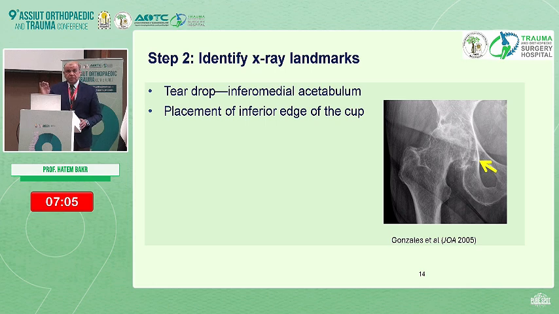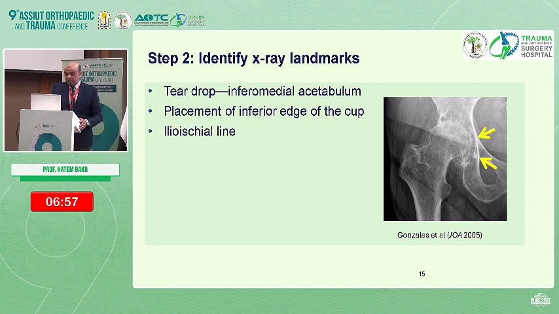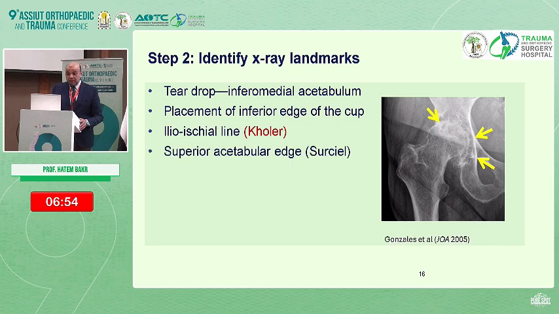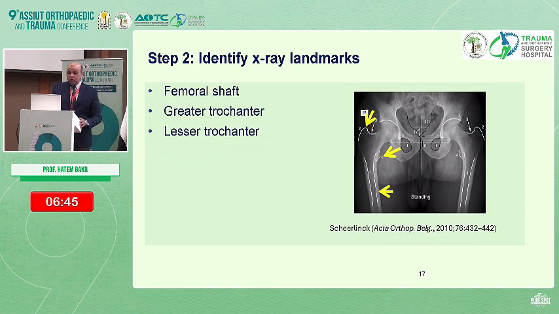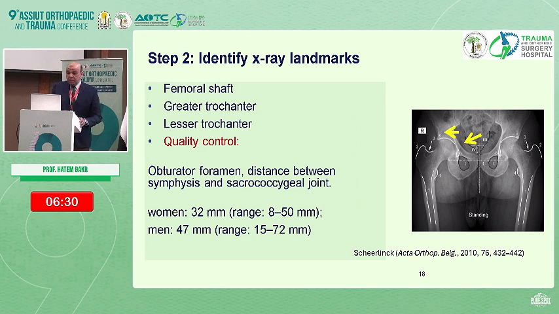We have to know some important landmarks like the teardrop here. And you have to know the sourcil, the eyebrow, the placement. This is for the placement of the cup in total hip, the ilioischial line, which is the Köhler line, or the superior acetabular edge, the sourcil, or the eyebrow, which is this part. And you have to know the reaction forces over the femur or the shaft, and you have to visualize the greater trochanter and the lesser trochanter in order to adjust the length and to judge if your patient is lengthened or not post-operatively. Then these are the landmarks, as we can see once again, and you have to see the obturator foramen. This is the true AP.